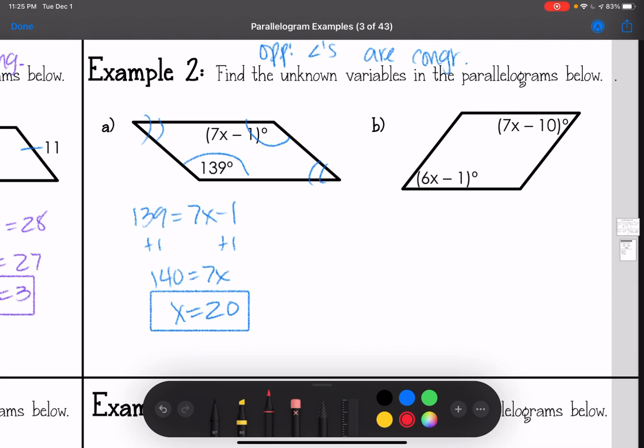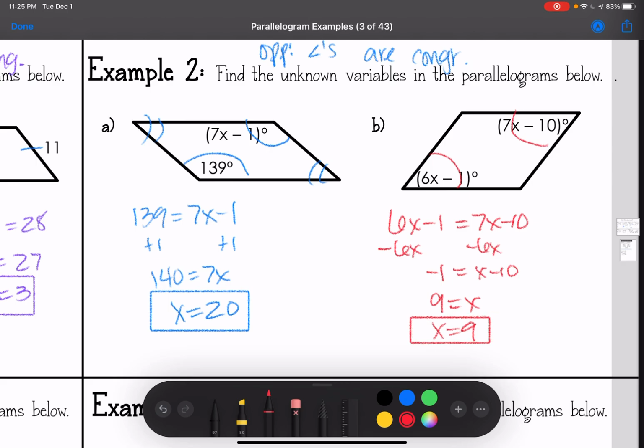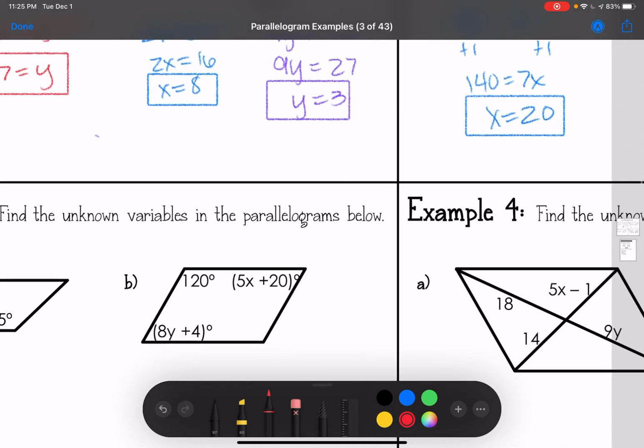All right, same thing. And this time, we've got variables on both sides, and that's okay. We can handle it. So I'm going to move my lighter variable just so I'm not working with negatives as much. Add the 10 over, and I get 9 equals x, or x equals 9. Either way, they are both correct.